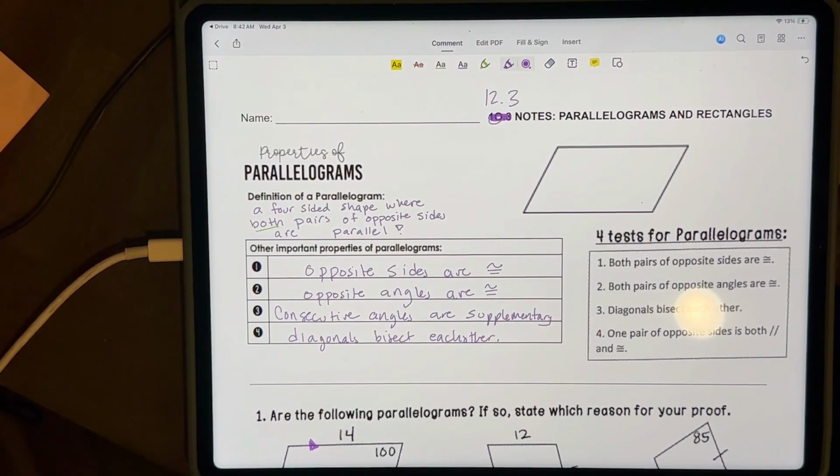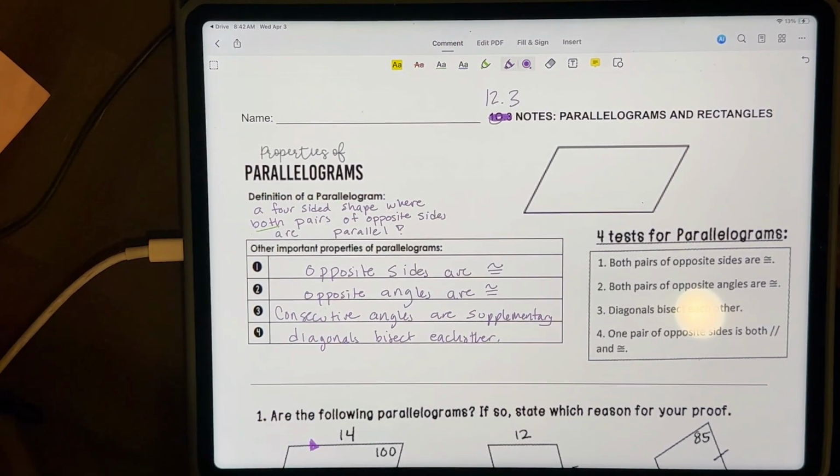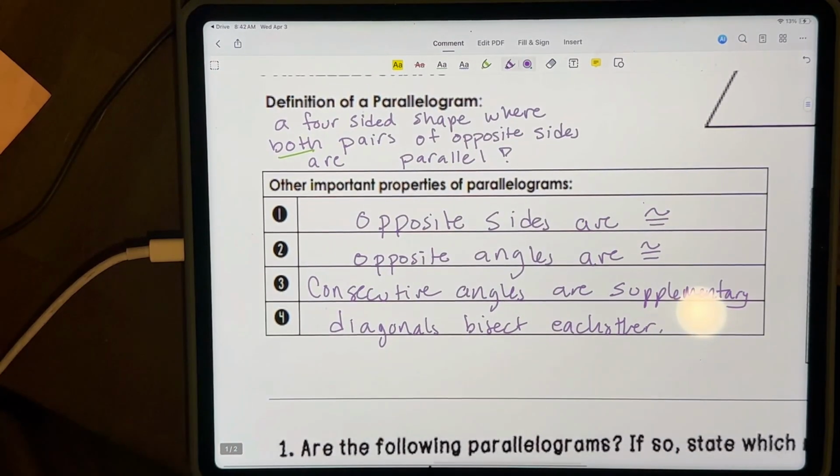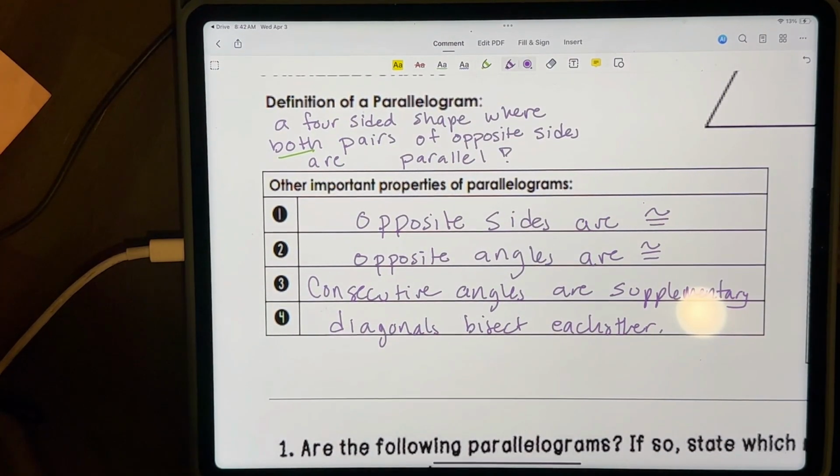Today we're going to do a quick discussion on parallelograms and what those are, and then one type of parallelogram, which is the rectangle. Okay, so first I need you guys to copy all of this. So what's the definition of a parallelogram? A parallelogram is a four-sided shape where both pairs of opposite sides are parallel.